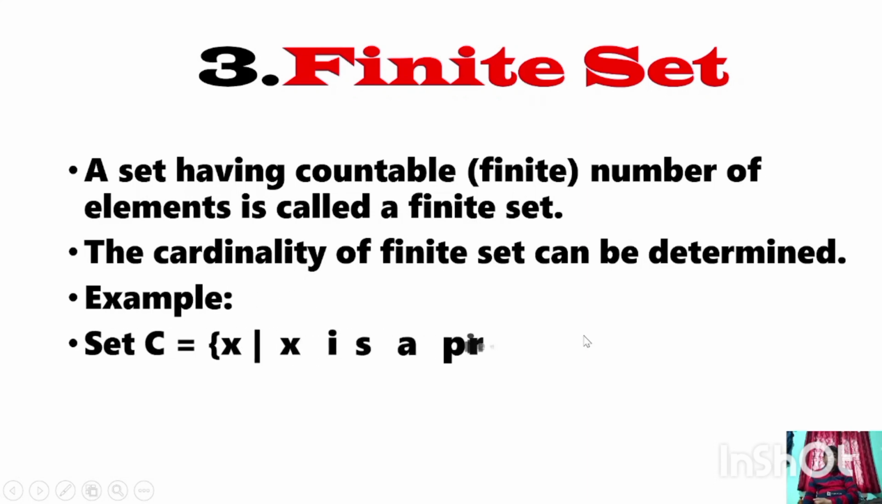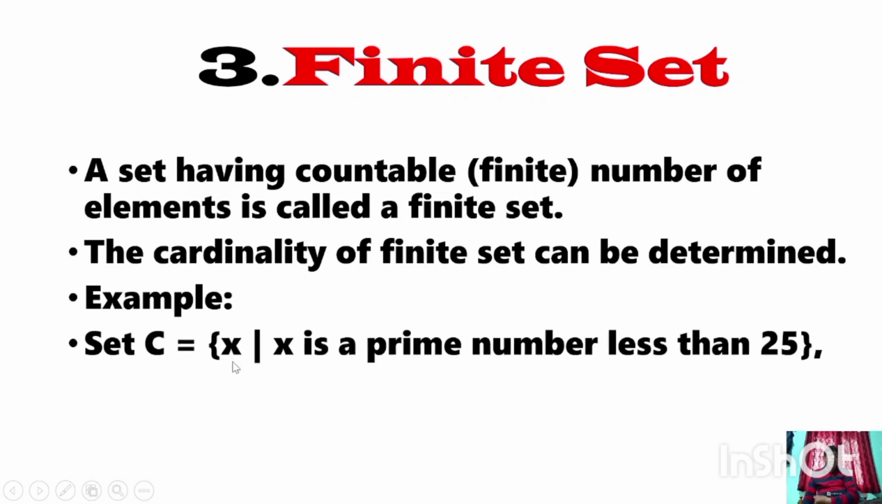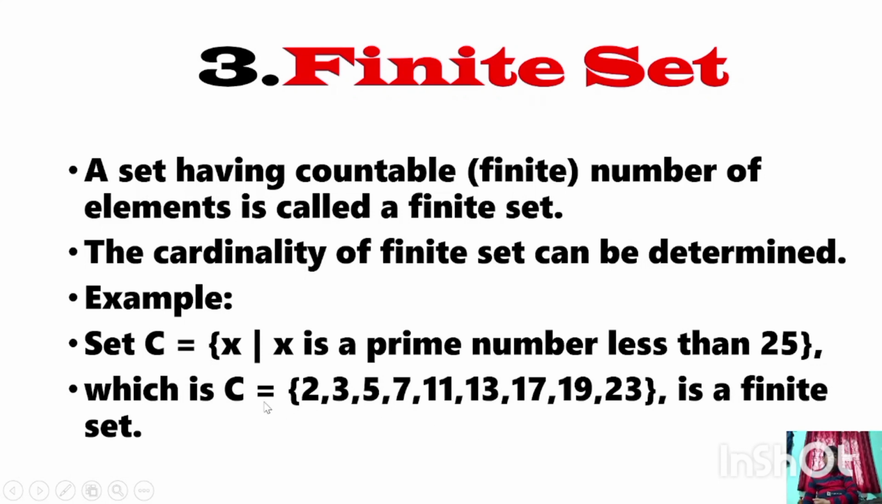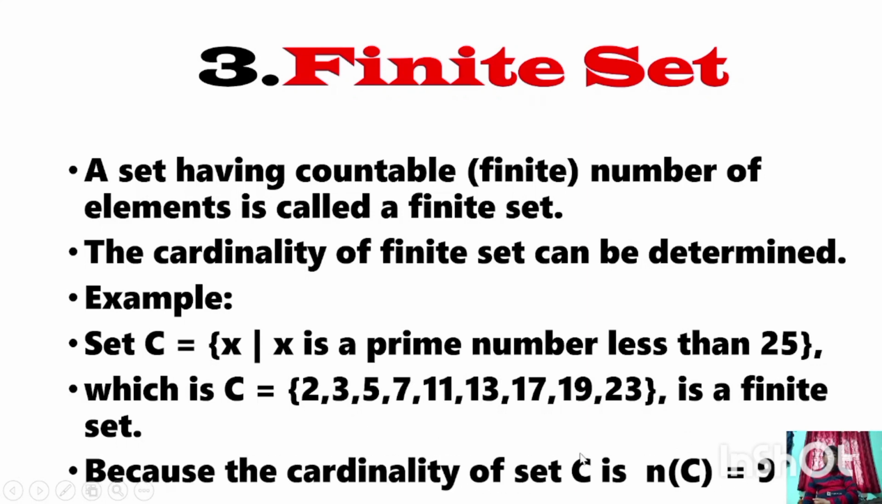For example, the set C, in the builder form, is written x such that x is a prime number less than 25. So if you write in the roster method, you can clearly see the elements, how many elements there are. And you can find out how many elements? There are 9 elements. The cardinality of the set C, n of C, is equal to 9, and we are able to find out the number of elements of the set C. So the set C is a finite set. It has 9 elements.